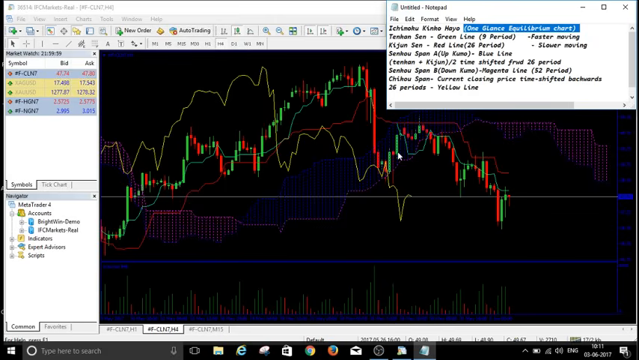So let's start. First is Tenkan Sen. This is a 9 period line, faster moving, and I am using the color green for this line. You will see that some different colors are used for Tenkan Sen and Kijun Sen. So my settings are these. Let me show you.